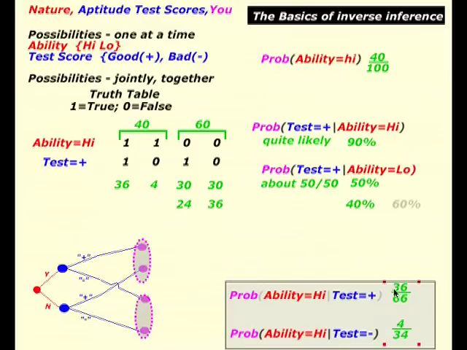And let's see how these numbers change here. Well, what do we have? We've got 24 plus 36, which is 60, gives a positive test result. And 36 plus 4 is 40, gives a negative test result. Okay? And so 4 out of 40 will be of high ability, whereas this one was 4 to 34. Okay, so that's going to be a smaller number.